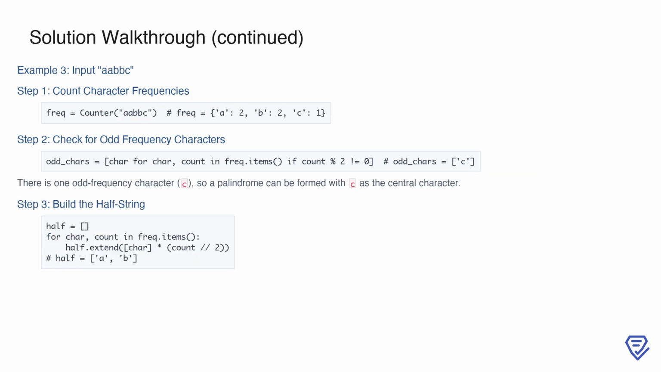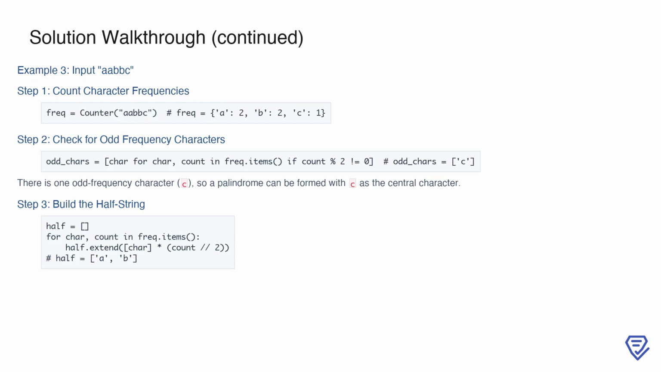In the third example, the input string is AABBC. First, we calculate the character frequencies, which gives us A2, B2, C1. Next, we identify characters with odd frequencies. Here, only C has an odd frequency, which means a palindrome can be formed with C as the central character.